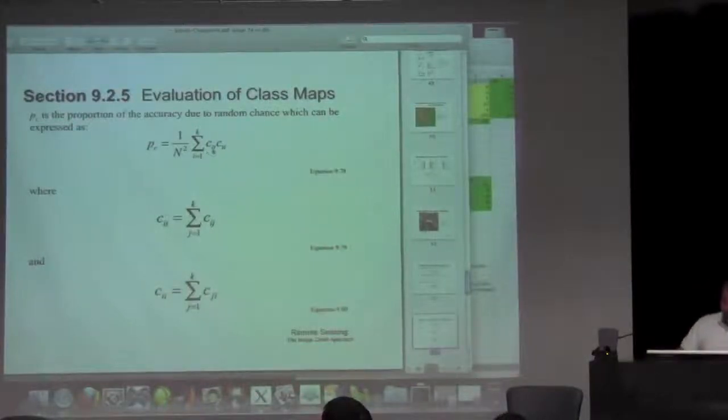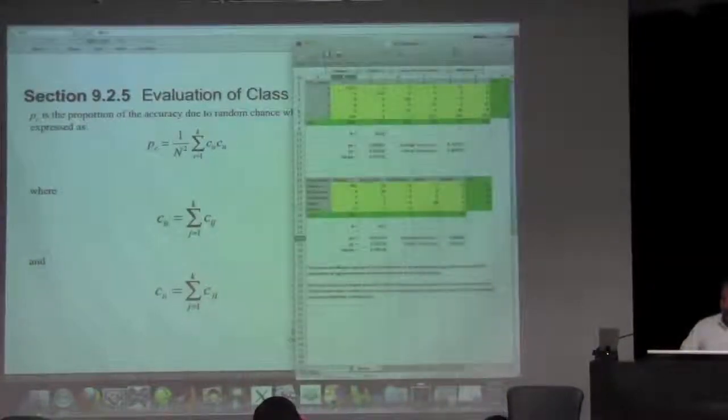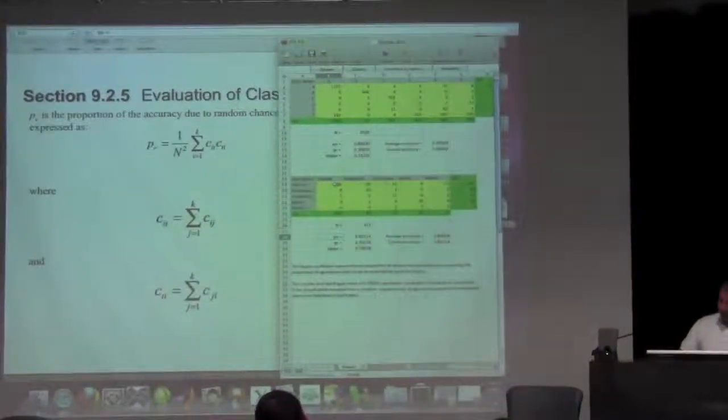So what does this terminology mean? C sub i+ and C sub +i. Well, C sub i+, if you look at the value here, is for class i, and we're talking row column format here. So this is row, this is column. So for class i, what I'm going to do is add the values across the row. So these are the contingencies for the rows. And if we go back to the example over here, it's the sum across the rows. So it's the total number of pixels that were in the evaluation set for each of the classes.